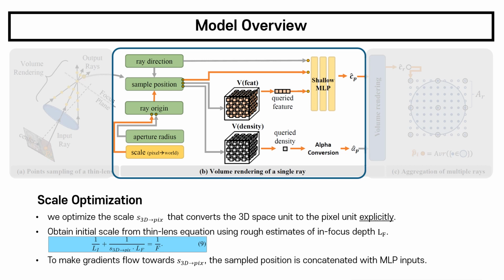However, to sample points along the ray in 3D space for volume rendering, ray origins should be expressed in 3D space coordinates. To obtain scale that converts the 3D space unit to the pixel unit, we optimize scale explicitly. To make gradients flow towards the scale, the sample position is concatenated with MLP inputs. Orange arrows in the figure represent the path where gradients flow during optimization.